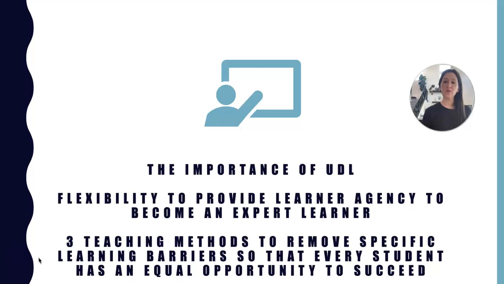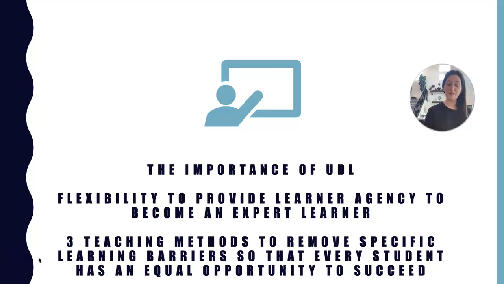UDL stands for Universal Design for Learning. It provides flexibility to provide learner agency to become an expert learner. The definition of learner agency is to actively participate in making choices in service of learning goals. And the definition of an expert learner is a student who is motivated, resourceful, and strategic in their learning.